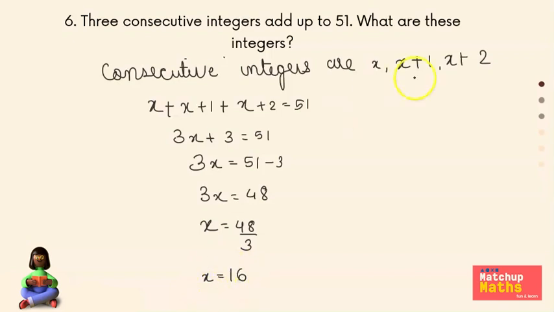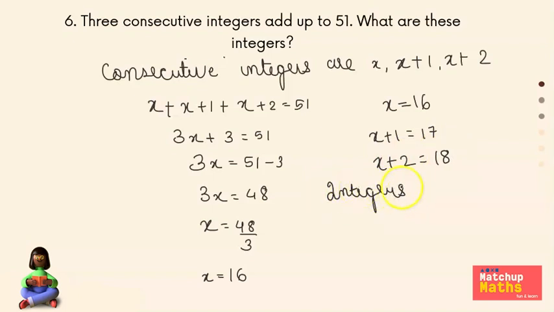Now see, our first integer is x, so it will be 16. The other integer is x plus 1, so it will be 16 plus 1, that is 17. And the third integer is x plus 2, so 16 plus 2 is 18. So the consecutive integers are 16, 17 and 18. I hope you got the solutions till here.